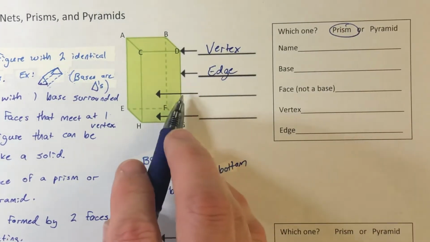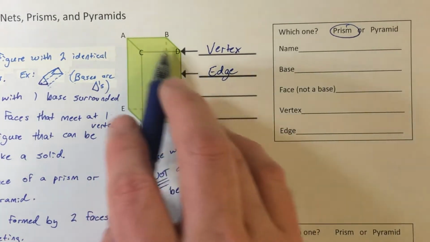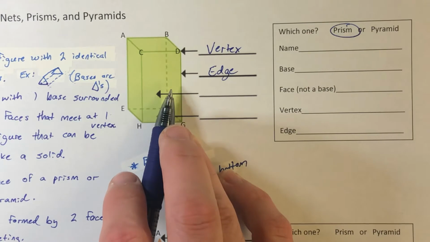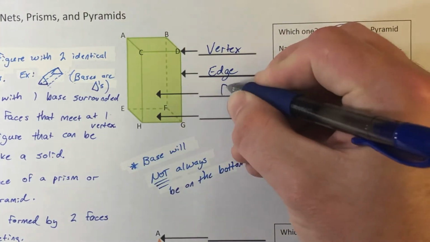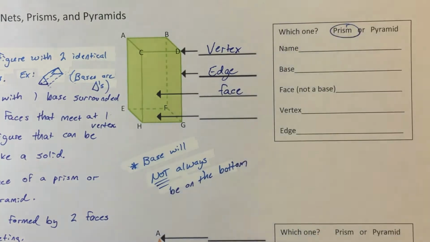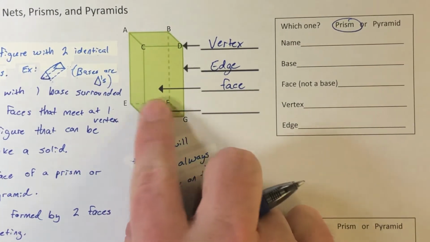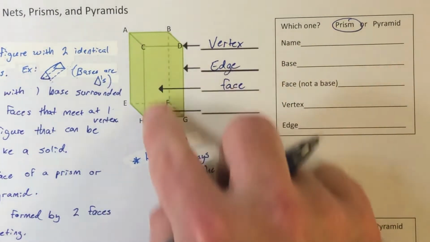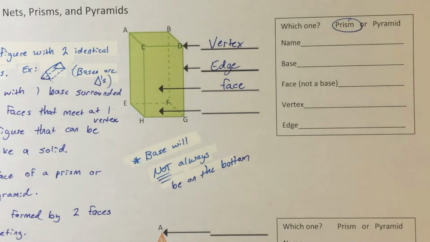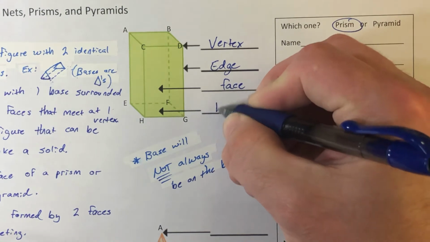Next, this arrow is just pointing to, it looks like the front surface. What do you call a surface of a prism or pyramid? A face. Now, this one is pointing to the bottom face, but because there's one that's identical to the opposite side, this face has a fancy name, and we're going to call it a base.